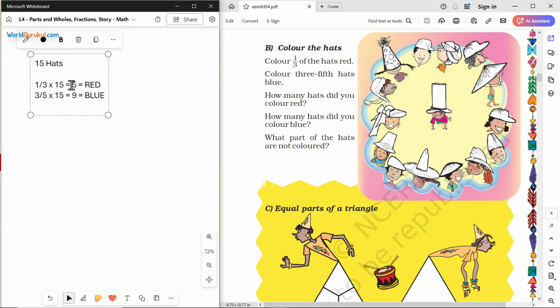The total, 9 plus 5, is 14. 14 hats are colored. So what is left? Only 1. 15 minus 14 equals 1. Right? That hat is not painted, not colored. So one hat will be what part? Can you tell? Total 15. So 1 will be 1 by 15. 1 by 15 part of the hats are not colored. Got it?